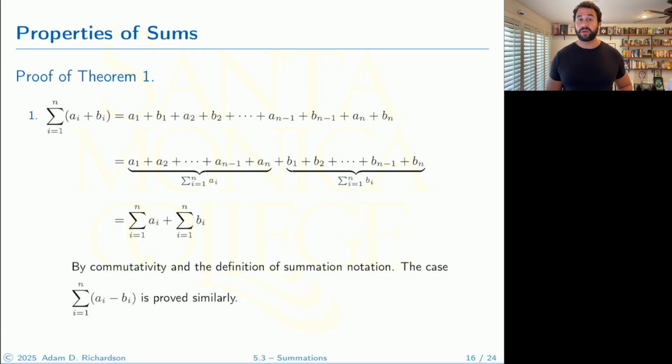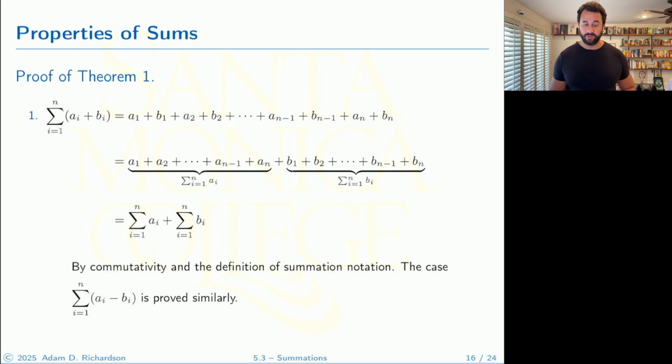So what I'm really going to do is group all of the a terms together right here, and then group all of the b terms together right here. And now that I've got those separately grouped, I'm just going to use sigma notation. So this expanded sum right here is just the sum from i equals 1 to n of a sub i, and then this right here is the sum from 1 to n of b sub i.